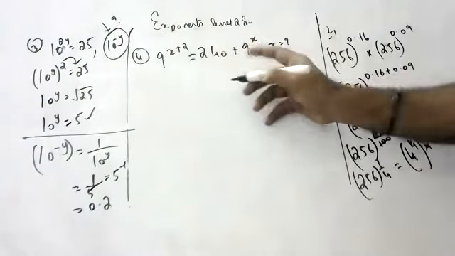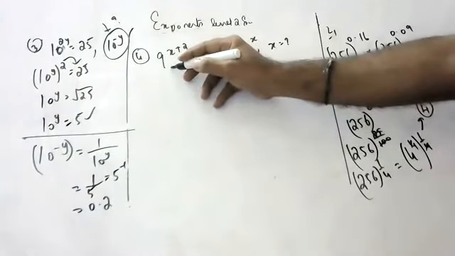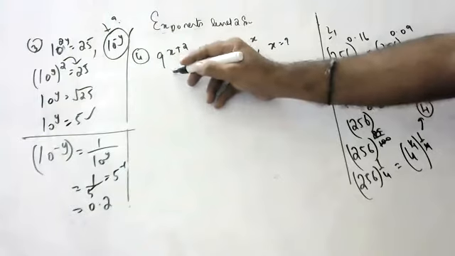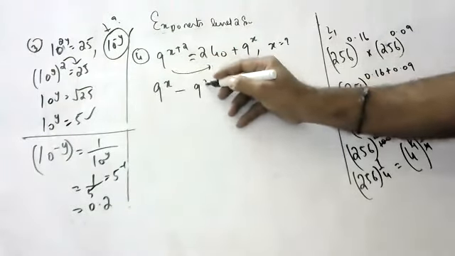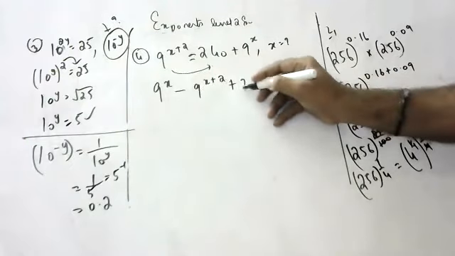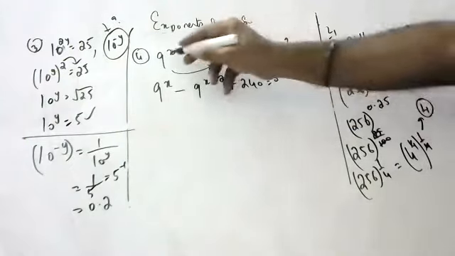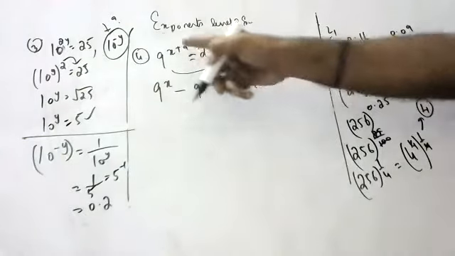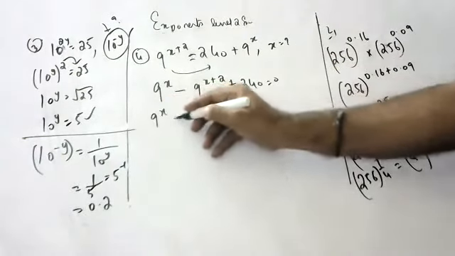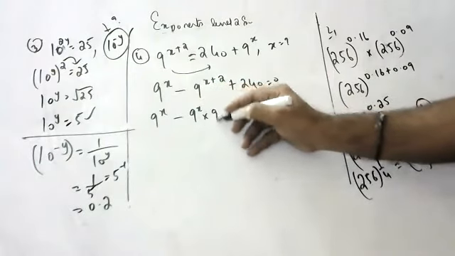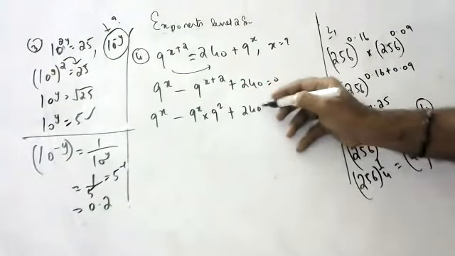Please listen carefully. So, children, what I will do, I will take this here. All of you see here: 9 to the power of x minus 9 to the power of x plus 2 plus 240 is equal to 0. Children, I took 9 to the power of x plus 2 here. Right? So, 9 to the power of x minus 9 to the power of x into 9 to the power of 2 plus 240 is equal to 0.